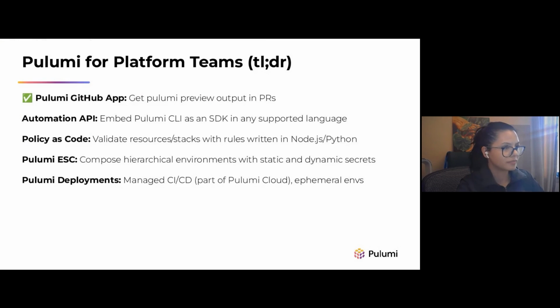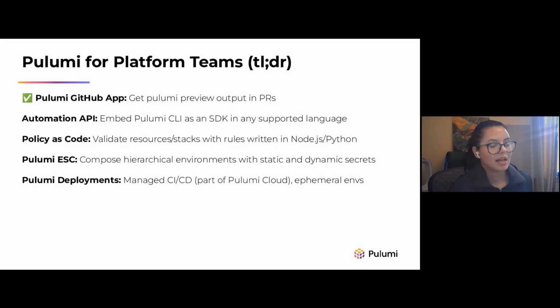Okay, so Pulumi for platform teams, it's really a set of features or offerings that we have mostly with our Pulumi Cloud offering. So today we saw the GitHub app. There are also a few other things that you may want to be aware of. One of them is the automation API, policy as code, Pulumi ESC, which I sort of touched upon already, and last but not least, Pulumi Deployments.